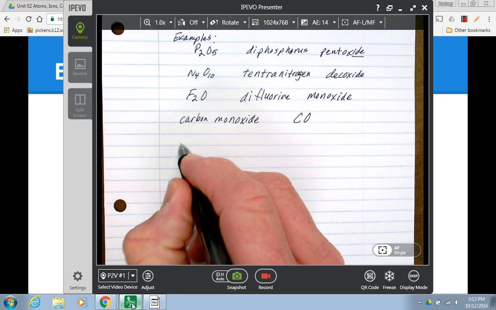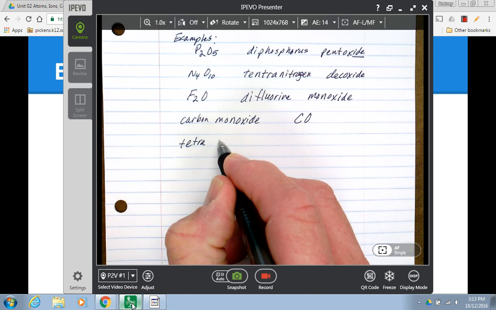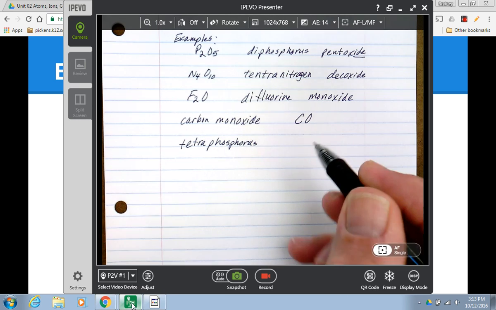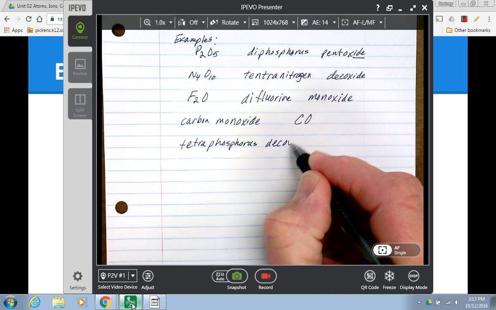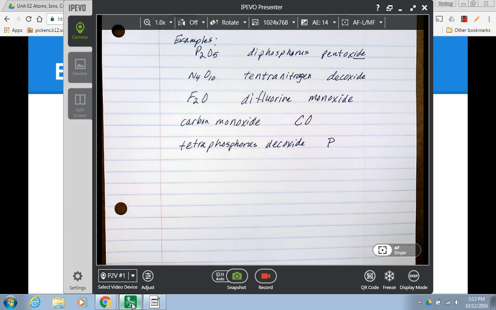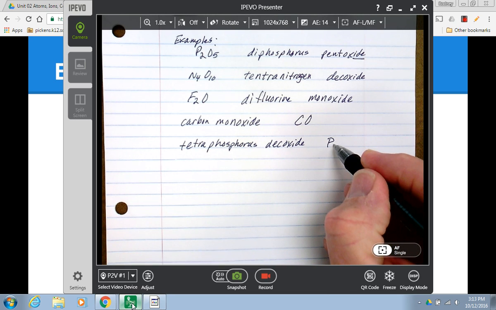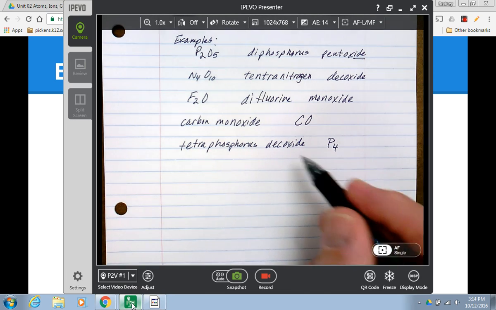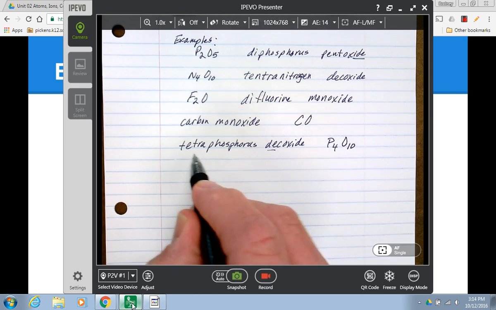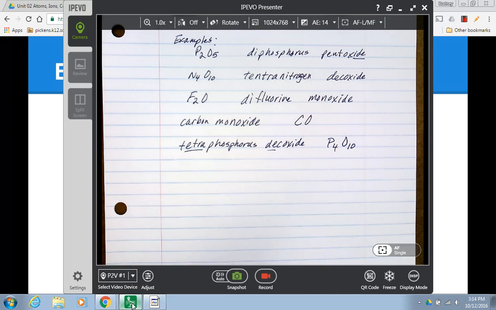All right, so let's do another one. Let's do tetraphosphorus decoxide. So the first thing, identify the element. The element is phosphorus, so that's the symbol P. Look it up on your periodic table if you don't remember the symbols. And then we have tetra. So what does that mean? Well, that's 4. That means that you have 4 phosphorus. And then we have oxygen, and the prefix is deca, so that means you have 10. So tetra is 4, and deca is 10. So P4O10.